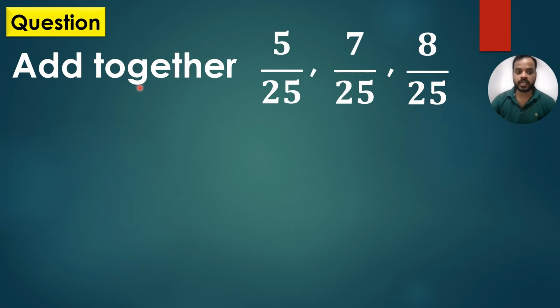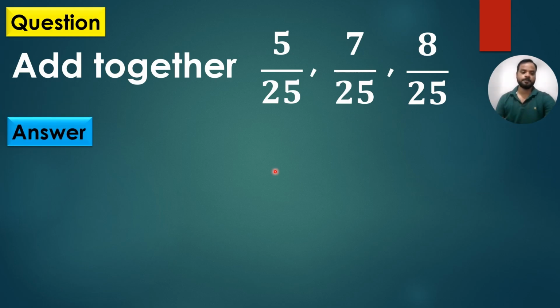Now the question is, we have to add together 5 by 25, 7 by 25, 8 by 25. Look, all the fractions have denominator 25. So the denominator of all three fractions is the same. It is 25. Therefore, these are like fractions. So how do we calculate the sum? Let us see.